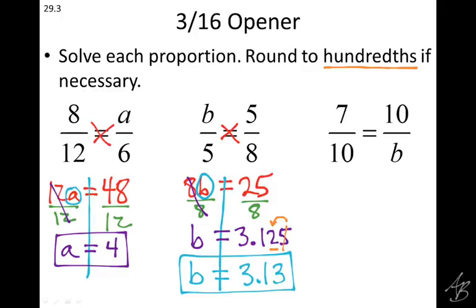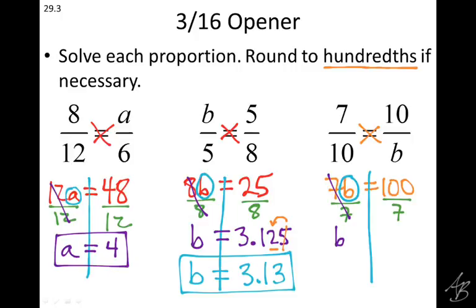Okay, cross multiply here, we get 7B. And on the other side, equals 100. All right, so Carl, if I want to get that B by itself, after circling and drawing that line, what am I going to do? All right, divide by 7 on each side. 7's cancel each other out, leaving B. And on the right side, 100 divided by 7 is what, Carl? 14.285.